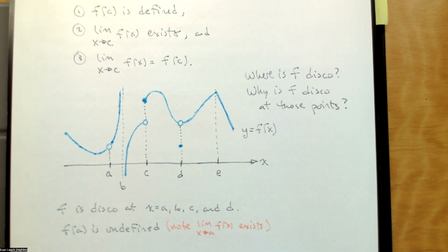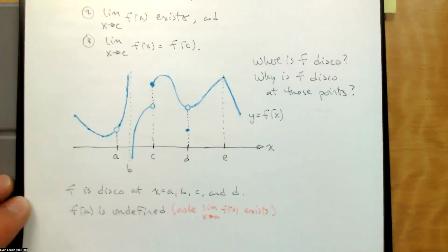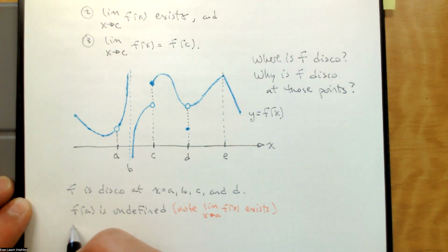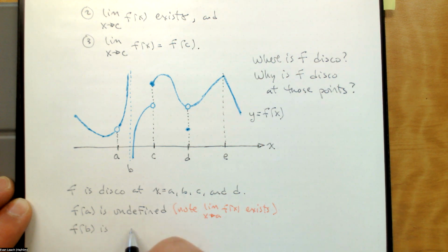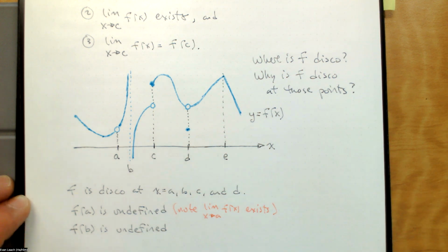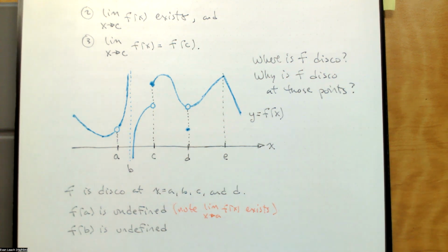Why is the function discontinuous at B? F is undefined. Same reason. F of B is not defined. So F of B is undefined. That's enough to declare discontinuous. Does the limit exist? No, the limit doesn't exist. We're not approaching any particular value. From the left, it's headed off towards infinity. From the right, it's headed down towards negative infinity. Neither of those is an actual value. We're not getting closer to anything.